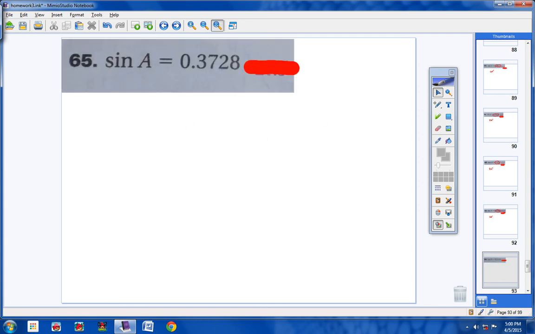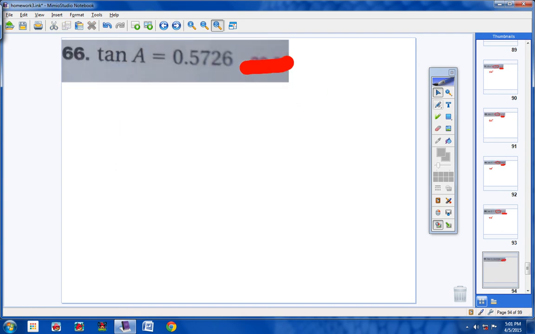Alright, 65. Notice we're missing an angle. Okay, so we're going to type in inverse sine, then type in this number here, then hit enter, and you should get this right here. Number 66. Notice we're missing an angle, so we hit second tangent, then type this number in, hit enter, and we should get this number right here, 29.8 degrees.